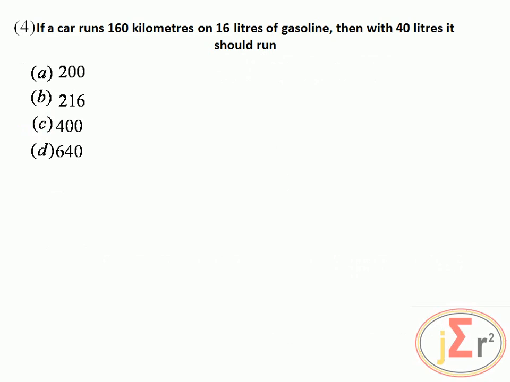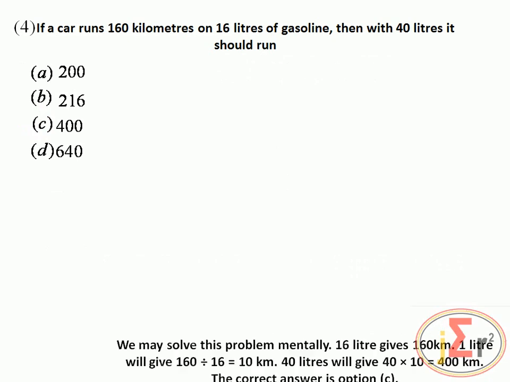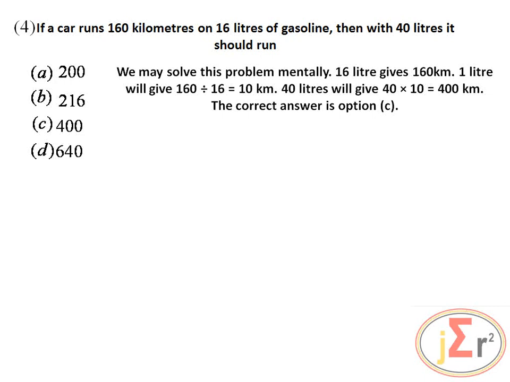If a car runs 160 kilometers on 16 liters of gasoline, then with 40 liters it should run, and that is a proportionality problem. We may solve this problem mentally, no doubt. 16 liters give 160 kilometers. 1 liter will give 160 divided by 16, and that will be 10 kilometers. 40 liters will give 40 multiplied by what?